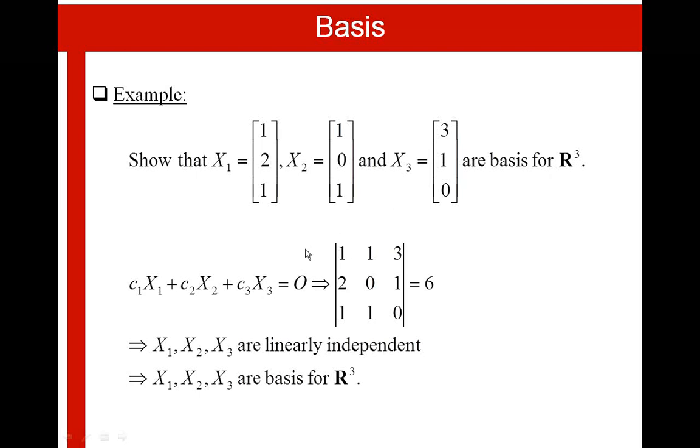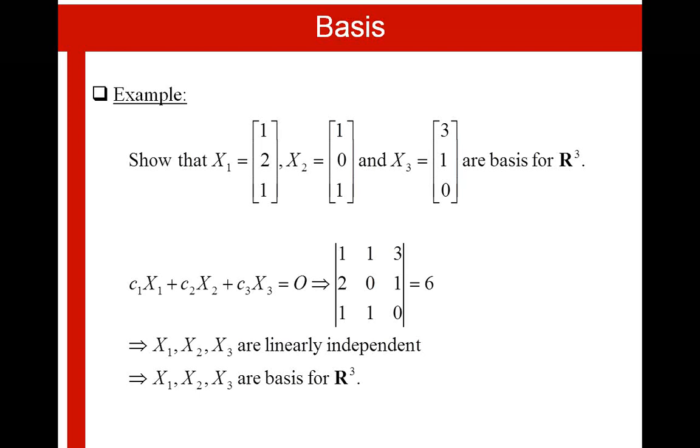Either we can prove that there is a linear combination between these vectors and any vector in R3. Alternatively, we can place these vectors into a matrix and find the determinant. If the determinant is different than 0, then the vectors are linearly independent, and therefore the set is a basis for R3. Here in this example, we've chosen the latter method, which is to work with the determinant.